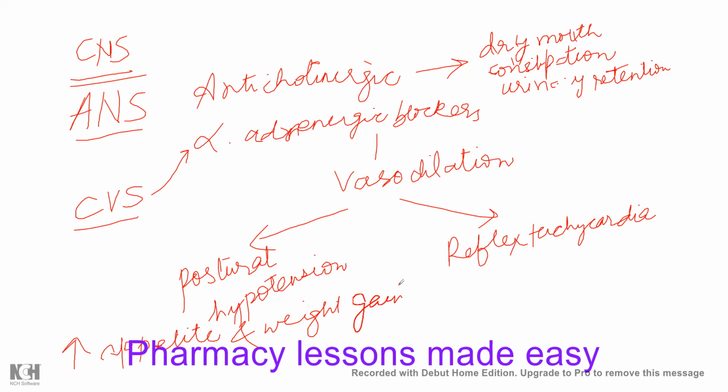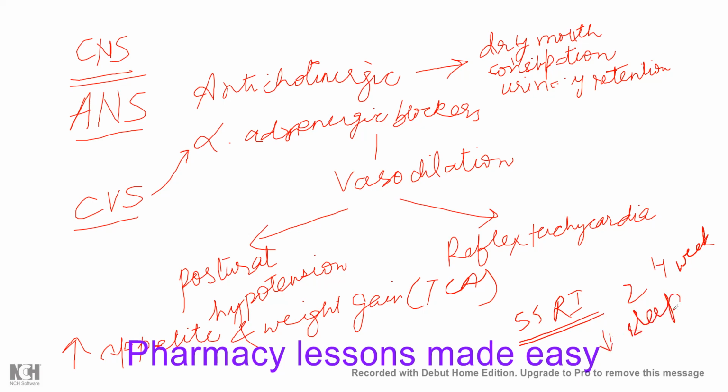This is more common with tricyclic antidepressant drugs. Okay, so if we talk about the side effects with selective serotonin reuptake inhibitors, they will show a lag time of 2 to 4 weeks. They are quite different from non-selective reuptake inhibitors, and they will have less sleep. Okay, so the sedation effect will be less.